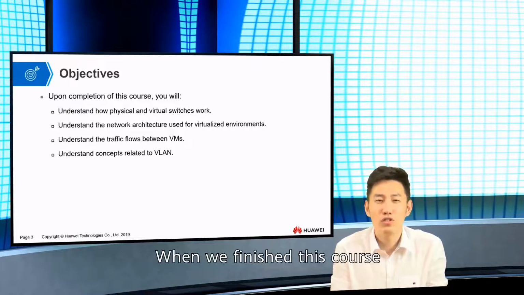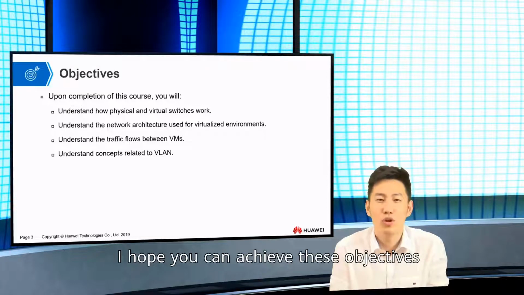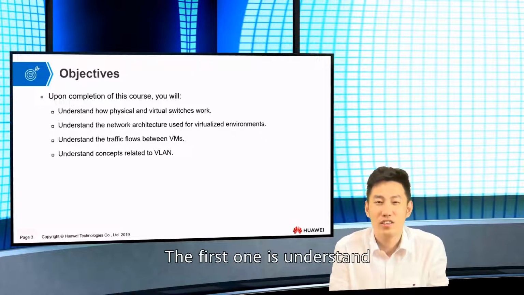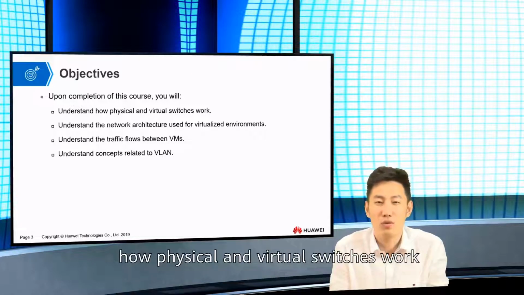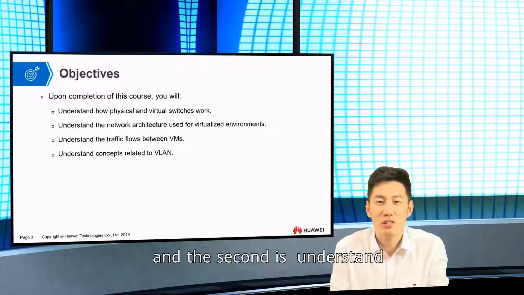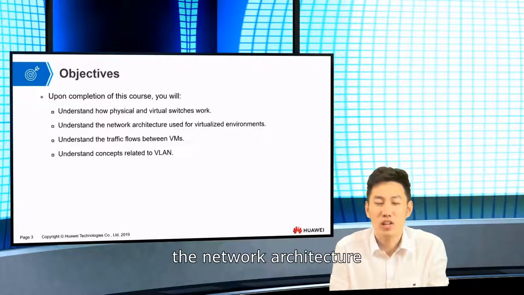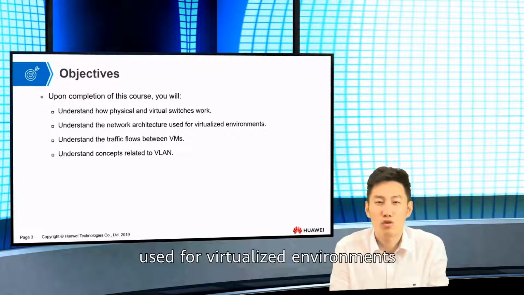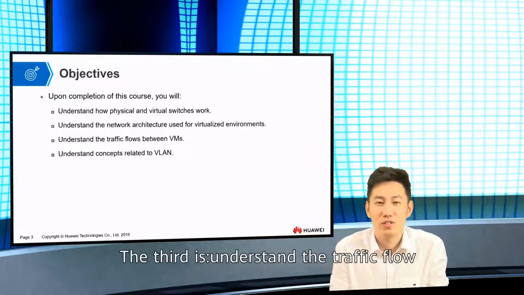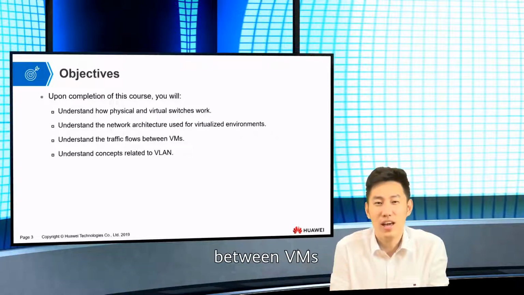Now, when we finish this chapter, I hope you can achieve these objectives. The first is to understand how physical and virtual switches work, and the second is to understand the networking architecture used for virtualized environment. And the third is to understand the traffic flow between VMs. The last is to understand the concepts related to VLAN.